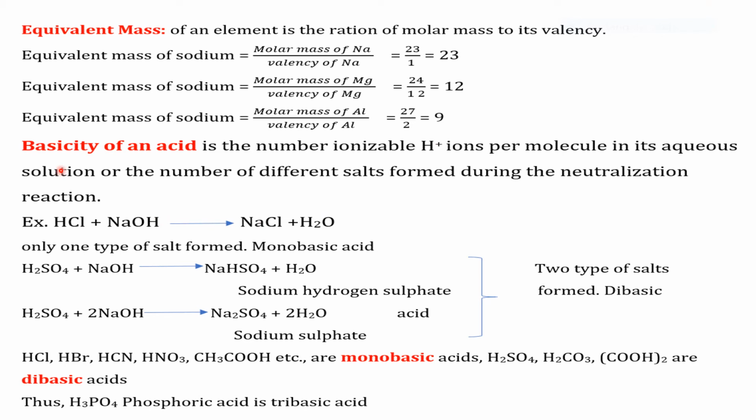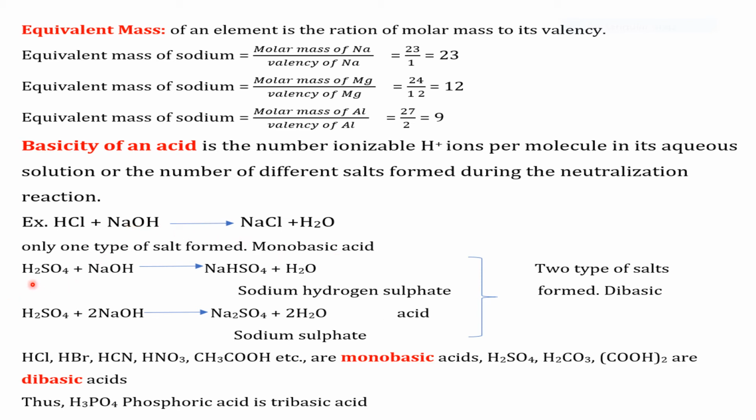Now let us see the basicity of an acid. Basicity of an acid is the number of ionizable H plus ions per molecule in its aqueous solution, or it is the number of different salts formed during the neutralization reaction. Let us try to understand this with an example. HCl plus NaOH gives NaCl plus H2O. Here HCl can form only one type of salt with alkali. Since one type of salt is formed, it is called a monobasic acid.